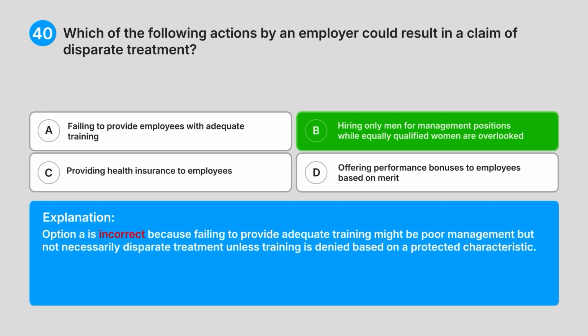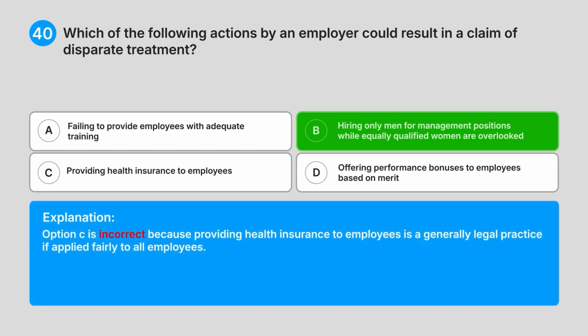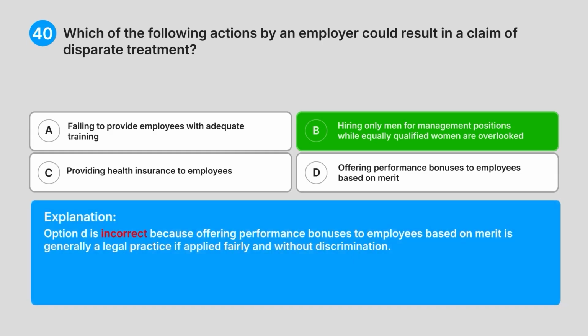Option A is incorrect because failing to provide adequate training might be poor management, but not necessarily disparate treatment, unless training is denied based on a protected characteristic. Option C is incorrect because providing health insurance to employees is a generally legal practice if applied fairly to all employees. Option D is incorrect because offering performance bonuses to employees based on merit is generally a legal practice if applied fairly and without discrimination.